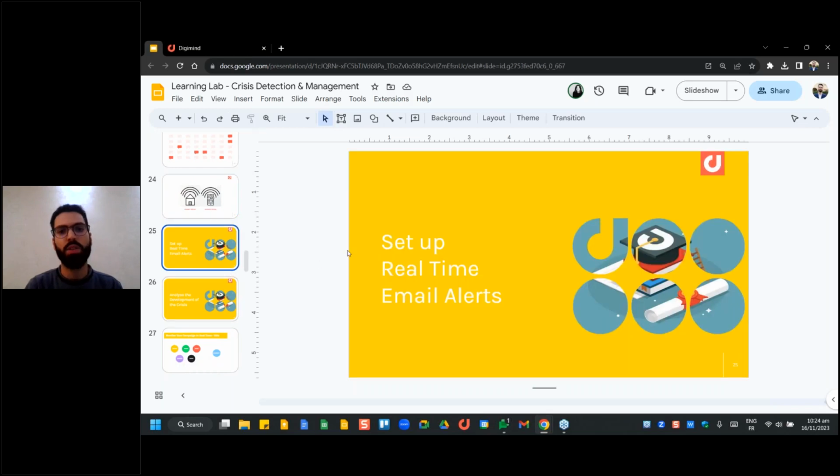Right, next we can see how we can set up some email alerts in order to have some kind of proactive crisis management. So the goal here is that they enable you to be aware of what's going on without being logged in to the platform. They help you detect a bad buzz early on, allowing you to respond before a full-blown crisis unfolds.